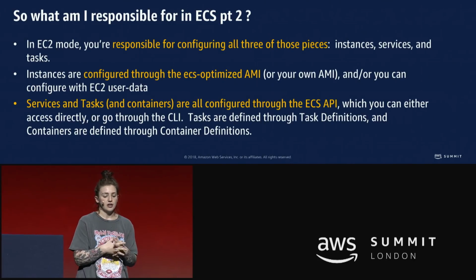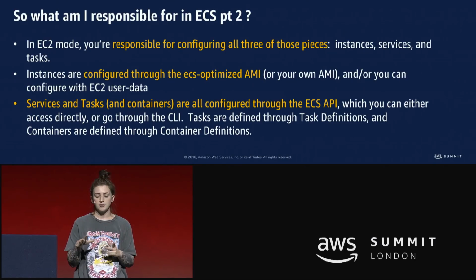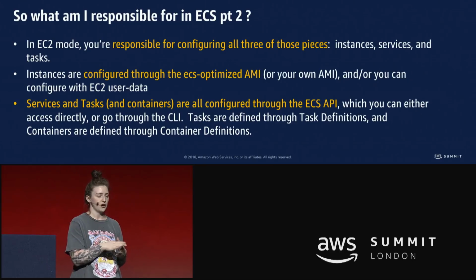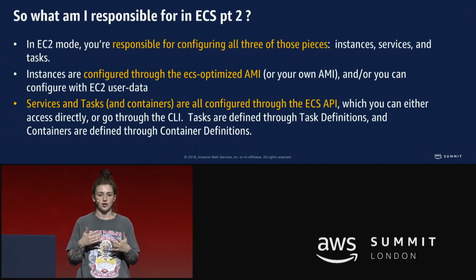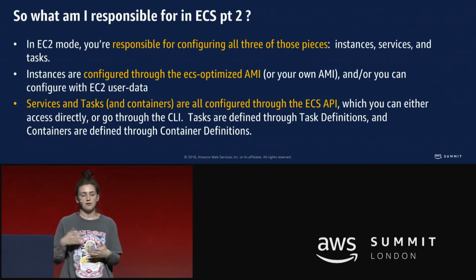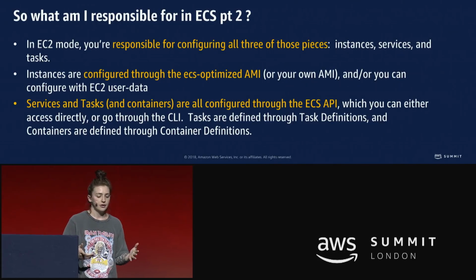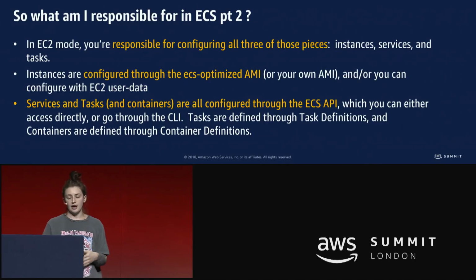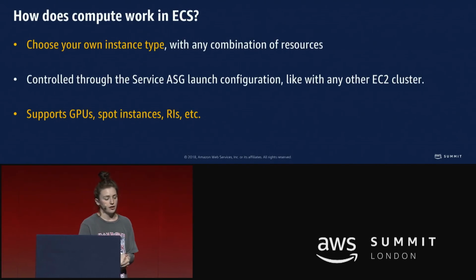Instances, you can configure either just through the base ECS optimized AMI, or you can bring your own, or you can do what I used to do and configure it through EC2 user data like you would any other virtual host. Everything else gets configured through the API. So you can either access that directly through the console, or you can go through the CLI. Tasks belong to task definitions. Containers belong to container definitions.